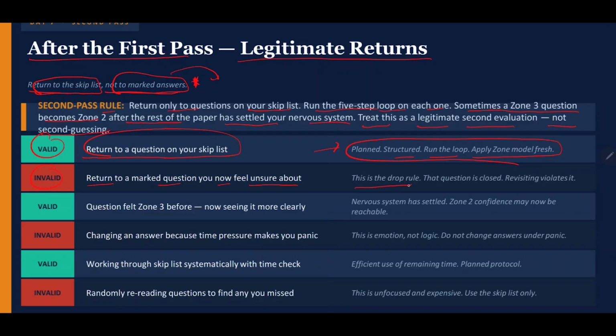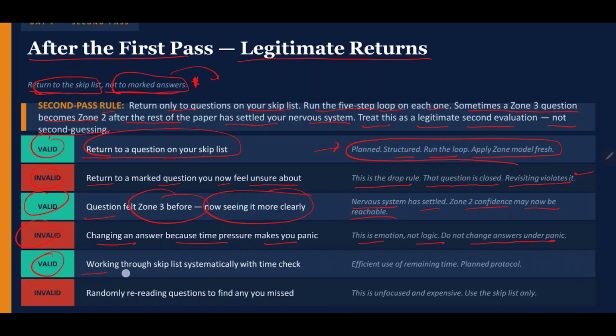This is the drop rule. The question is closed, and revisiting violates it. Only valid: the question felt zone 3 before, now you are seeing it more clearly, your nervous system has settled, and zone 2 confidence may now be reachable. Invalid: changing an answer because time pressure makes you panic. This is emotion, not logic. Don't change an answer under panic.